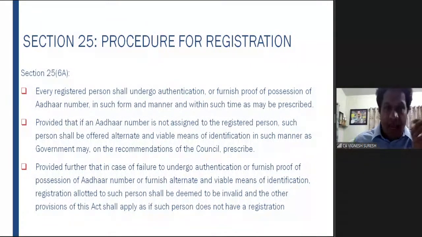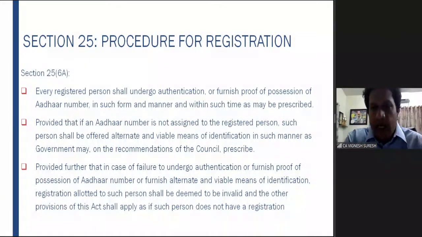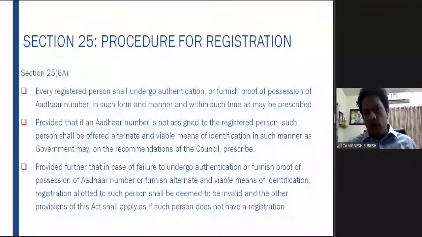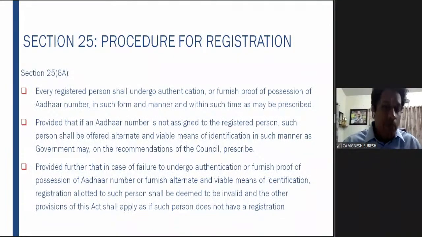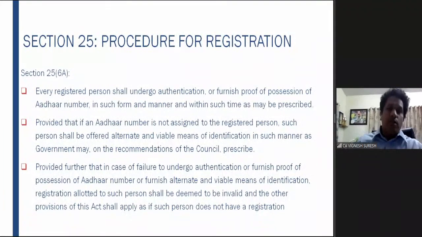So 25(6)(a) is basically the section, and 6B, 6C, and 6D are also there with regard to this particular point. So 25(6)(a), what does it say? It basically mentions that every person shall undergo authentication or furnish proof of possession of an Aadhaar number in such form and manner as may be prescribed. Right? So everyone will undergo the authentication, or will furnish the proof that he has an Aadhaar card associated with his name. But provided the Aadhaar card is not assigned to the registered person, alternate and viable means of identification shall be given to him on the recommendations of the Council, as they may prescribe.